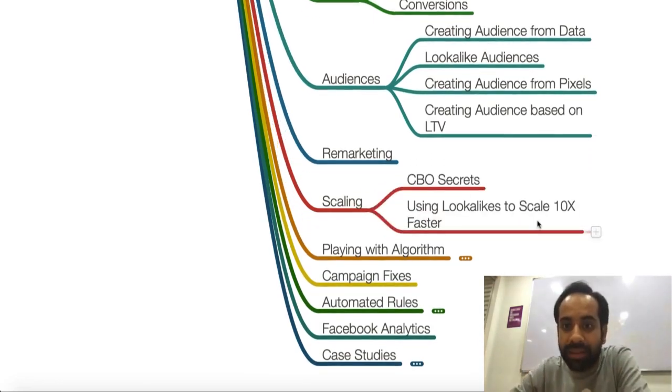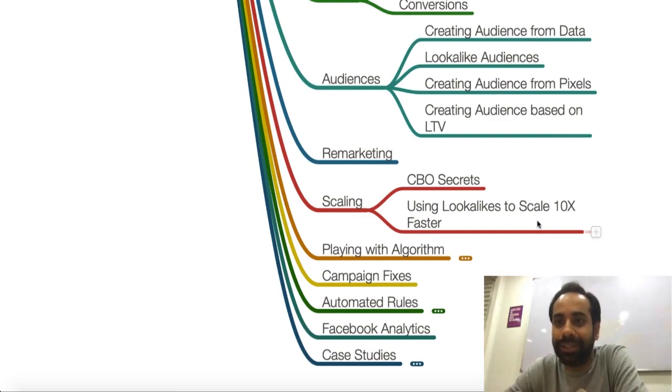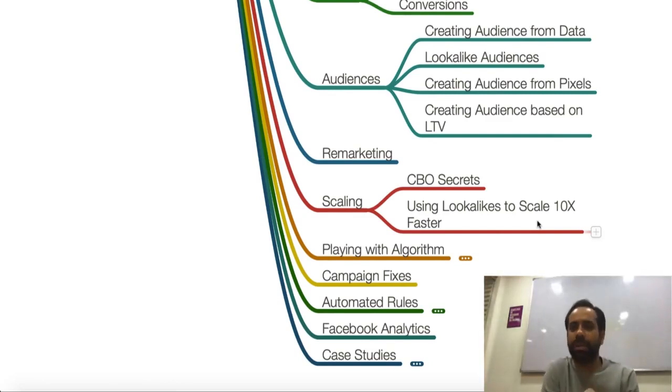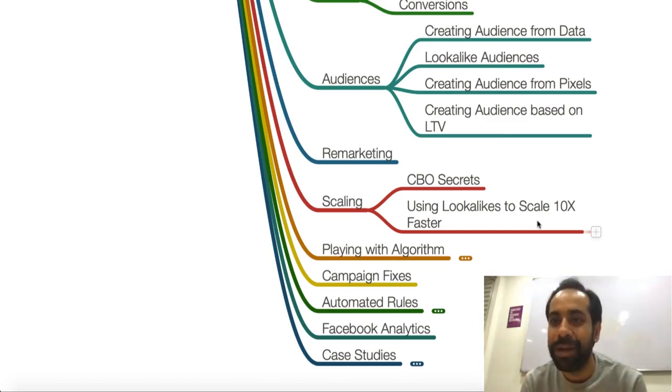Now, scaling CBO secrets. This one is new, right? CBOs, campaign budget optimizations. Not a lot of people know this. Not a lot of people have tested this. People are still stuck to ad set budgets, right? And this one is something people should know. That's not how it works anymore. Now Facebook has come with new stuff, so you better be updated.